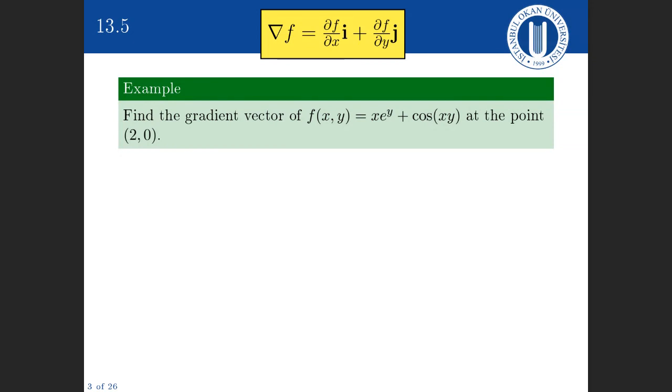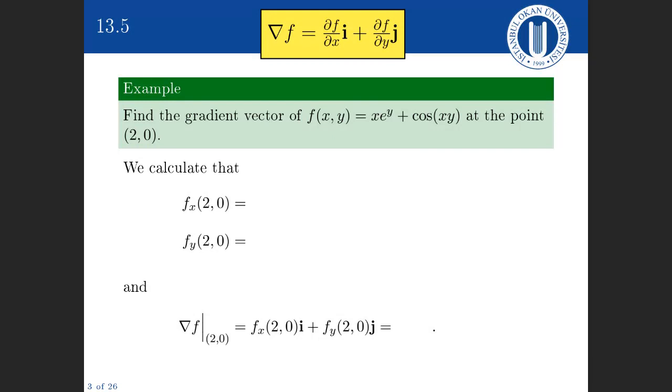I've written the formula at the top. Nabla f is df dx i plus df dy j. And for our first example, find the gradient vector of x e to the power y plus cos xy at the point 2, 0. So what do we need to do? We need to calculate the partial derivative of f with respect to x at the point 2, 0. We need to calculate the partial derivative of f with respect to y at the point 2, 0. And then we're going to put these into our formula: fx at 2, 0 i plus fy at 2, 0 j.